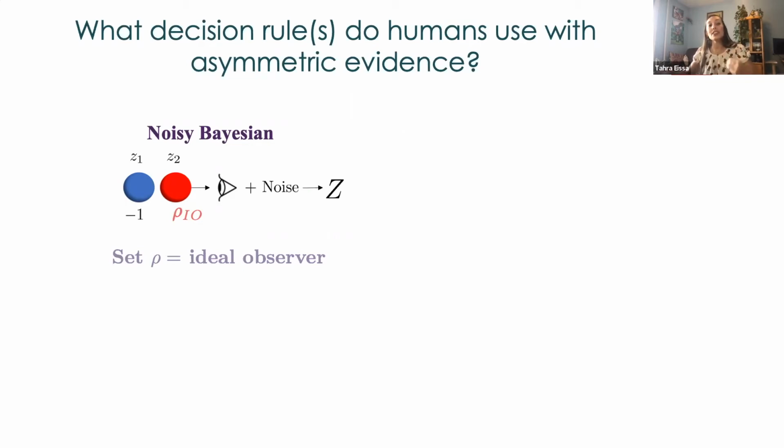And so I'm going to call this the set rho. Here, I'm just going to set it instead to the ideal observer, which reduces this model complexity, so there's only a noise component.